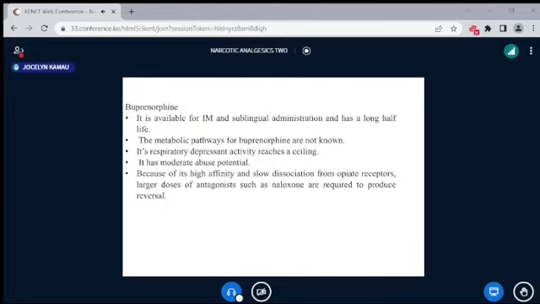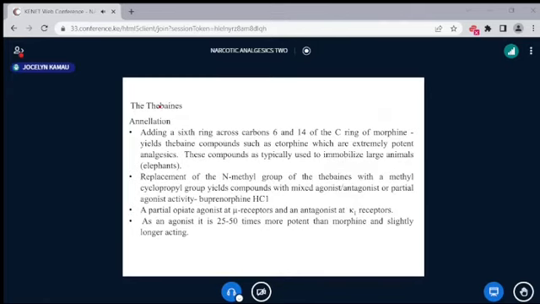buprenorphine. This is one of the drugs which is actually a partial agonist. So we are saying, therefore, replacement of the N-methyl group of the thebaines with a methylcyclopropyl, like the one that we have in our naltrexone. So we are not changing anything. We're just playing around with the same groups, like the one we have in naltrexone, yields compounds with mixed agonist-antagonist or partial agonist activity. So you can get drugs either with mixed agonist-antagonist or partial agonist activity.